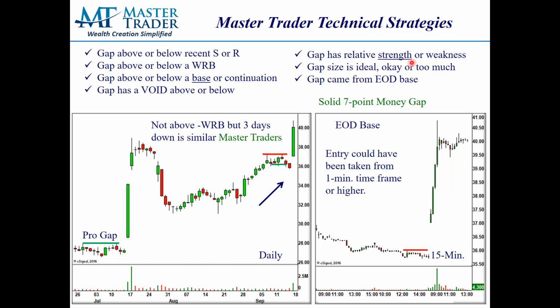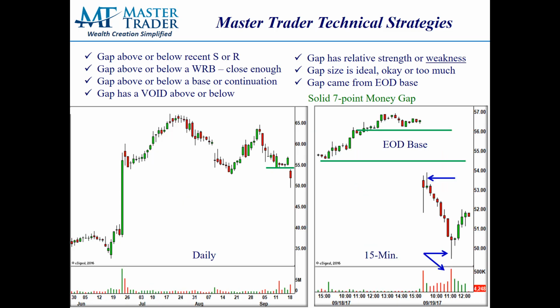Relative strength or weakness, we're going to give it a point. I don't have what the market's done here, but we're going to assume that we're showing strength. Is the gap size ideal, okay, or too much? I'm going to call that ideal, because it's just clearing the top of the base and an end-of-day base. Here I'm going to use the 15-minute chart on these examples just to get a longer-term view intraday of what's happening here. And yes, it is a base, so the entry could have been taken from the 1-minute time frame.